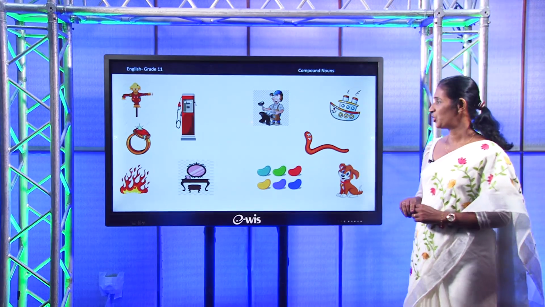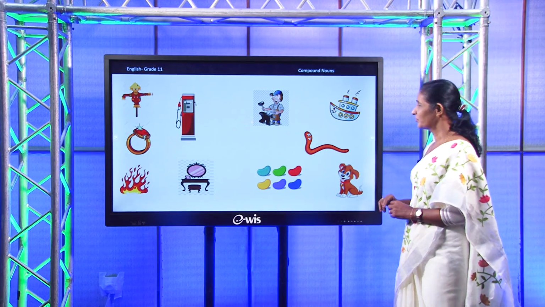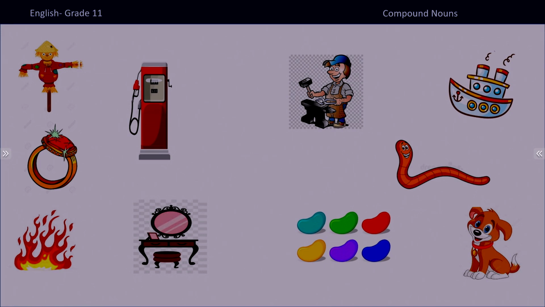Look at these pictures. This is the next activity. I think you can identify the pictures. Just take 1 minute and see whether you know these pictures. There's a scarecrow. There's a worm. Look at the other ones. They are easy pictures, and beans. Okay, there are some words.